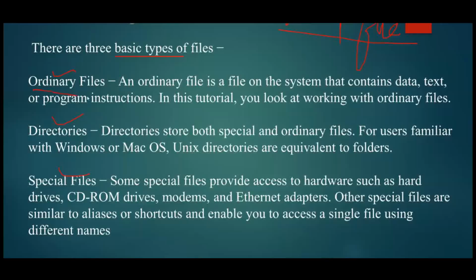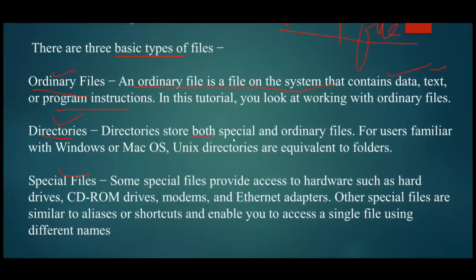Ordinary file is a normal file that we are working on. It may be a notepad, any document, or an Excel sheet. An ordinary file is a file on the system that consists of your data, text, or program instructions. Directories means folders.